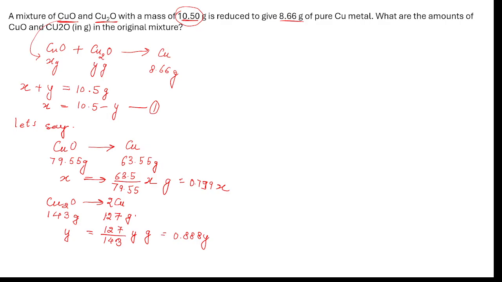Now this is the mass when we have the full 1 mole of cuprous oxide and 1 mole of cupric oxide. But here we are only getting 8.66 grams. So we can make another equation like this: 0.799x plus 0.888y is equal to 8.66 gram. Now you can put the value of x here.